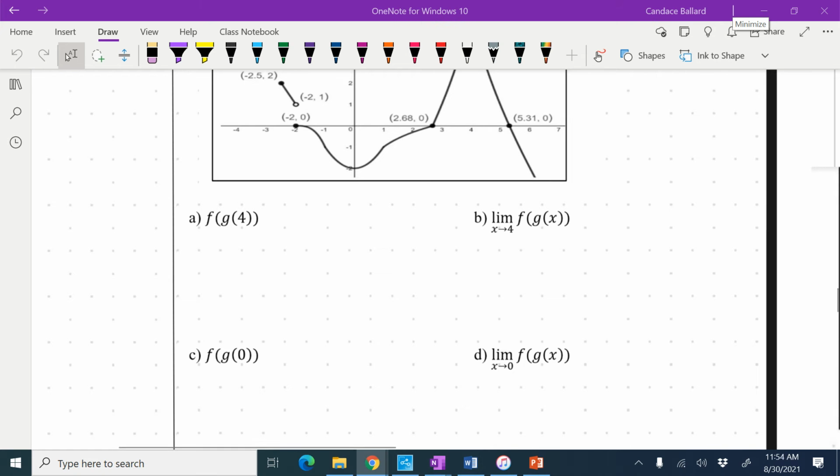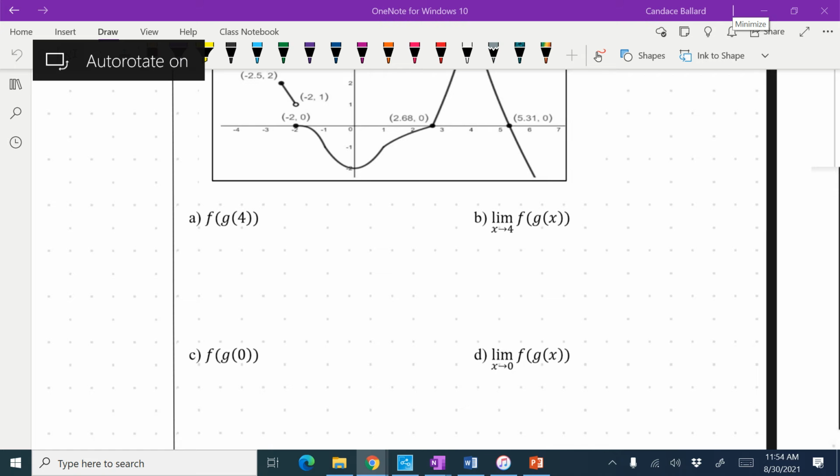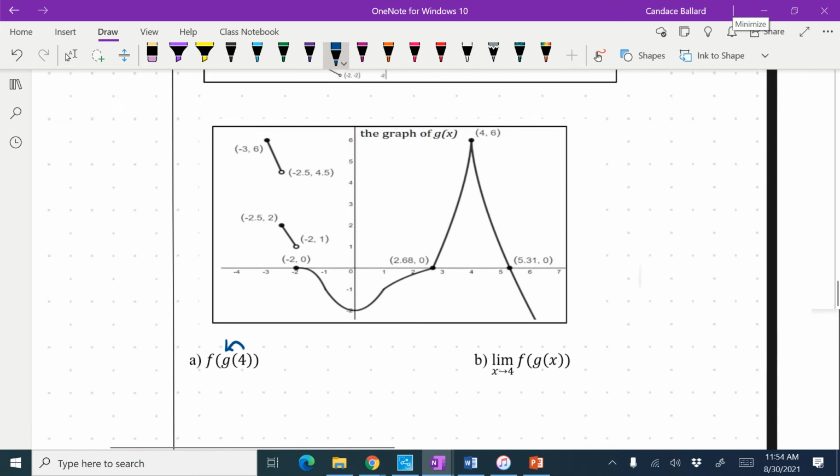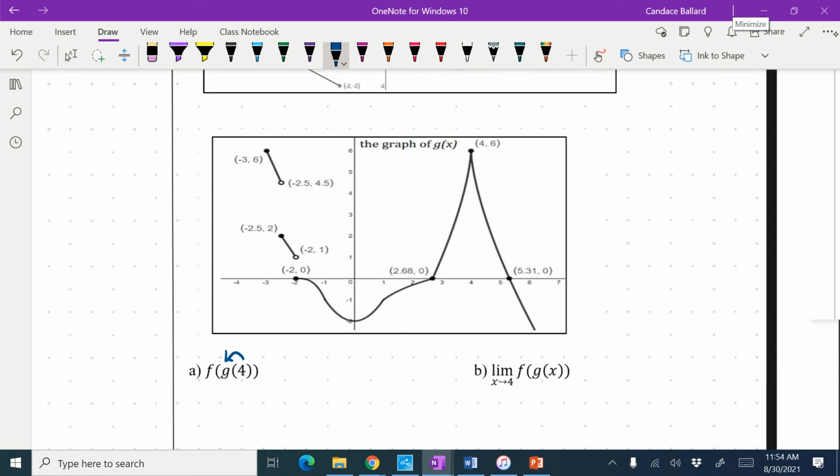I purposely made sure we did this with graphs last year because I knew it was coming. Okay. So this is saying it's a composition of functions, which we talked about last week. Okay. I got to take the 4 and put it into where? G. So I'm going to go to my G graph. Okay. I am going to find 4.